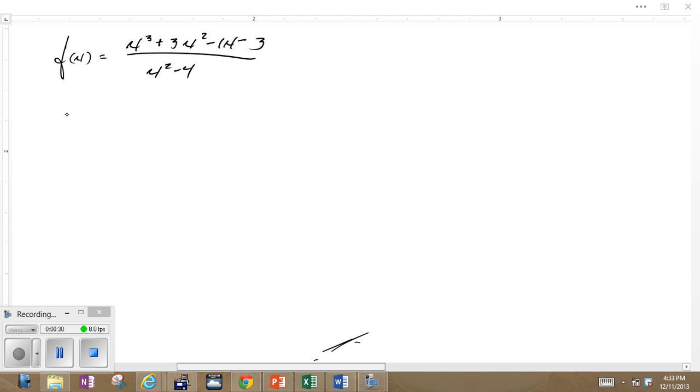So it really doesn't matter which we get out of the way first. We know it's going to have a slant asymptote determined by the long division. So let's do the long division. x squared plus 0x minus 4, accounting for the missing exponent there of x. So we put in the 0 for the coefficient. x cubed plus 3x squared minus 1x minus 3.